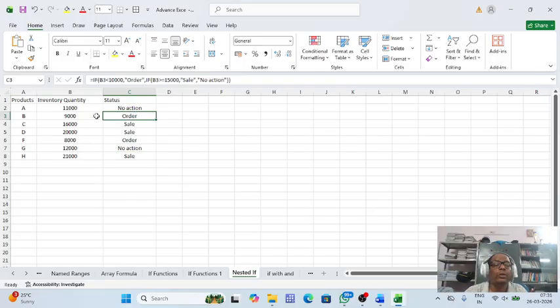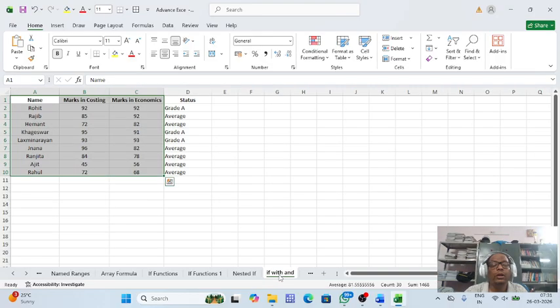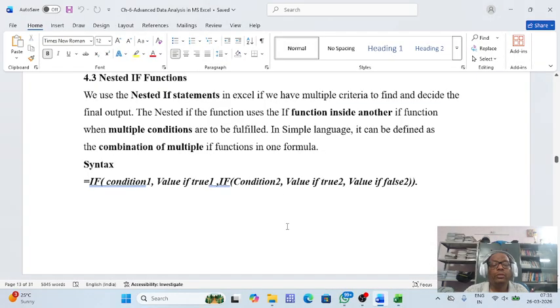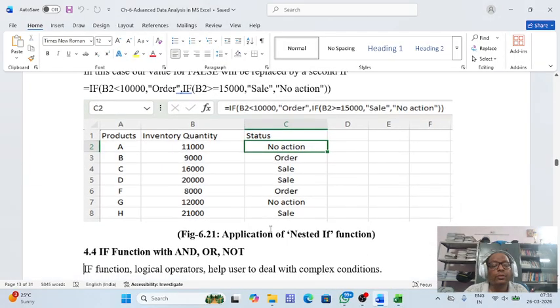Like here, because it is 9,000, so you purchase. When it is 16,000, you will sell. If it is 12,000, then there will be no action. IF with AND, okay, IF with AND.